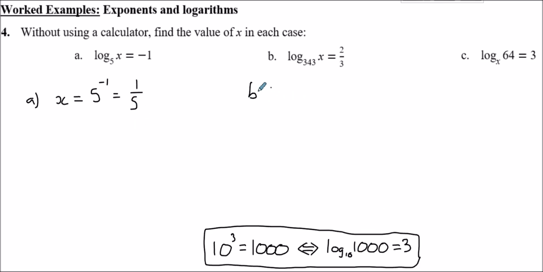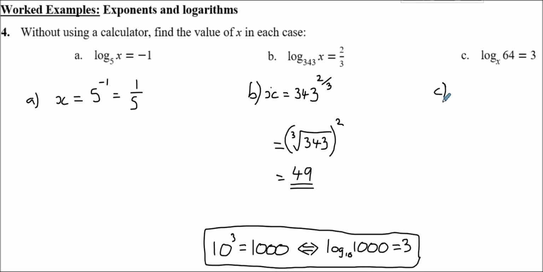For b, again we can use the same idea. We still need to find x, which is in the same place. And so x is going to be 343 raised to the power 2/3. So if you remember laws of logs, what we're going to have here is the cube root of 343 squared. Of course you can just use a calculator, but I think this is a good opportunity to just remember what's happening with laws of indices and surds. The cube root of 343 is 7, and then 7 squared is 49. And so x would have to be 49.